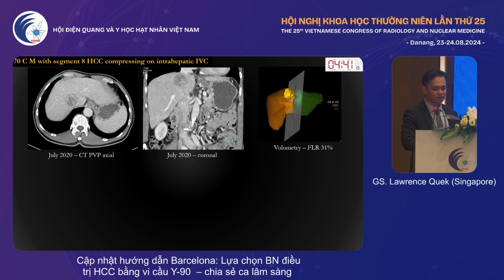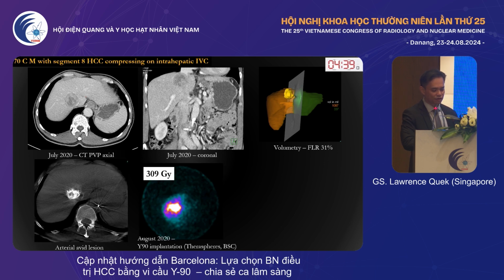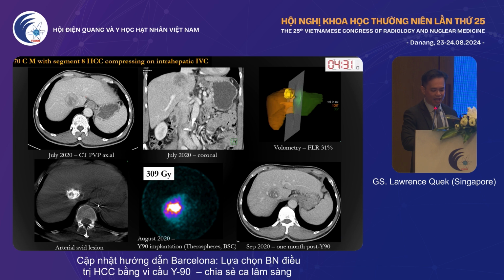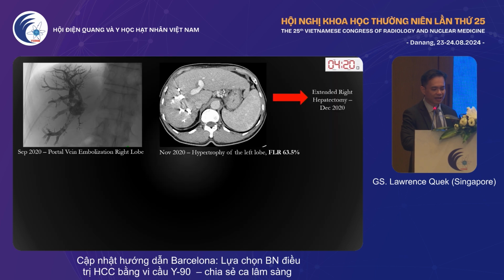So here's the patient's profile, and it shows arterial avidity. We've given Y90 microspheres 300 grays. We're not hitting 400 because it was before the LEGACY trial. And you could see that 1 month after implantation, you've got calcification within the lesion and still some tumoral presence in the anterior part of the tumor. But it bought us some time.